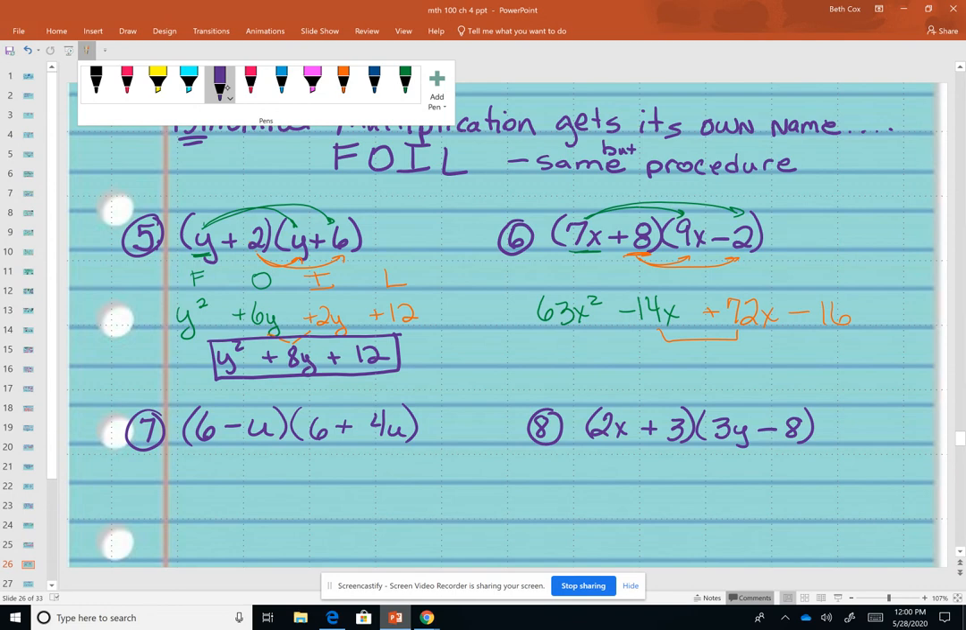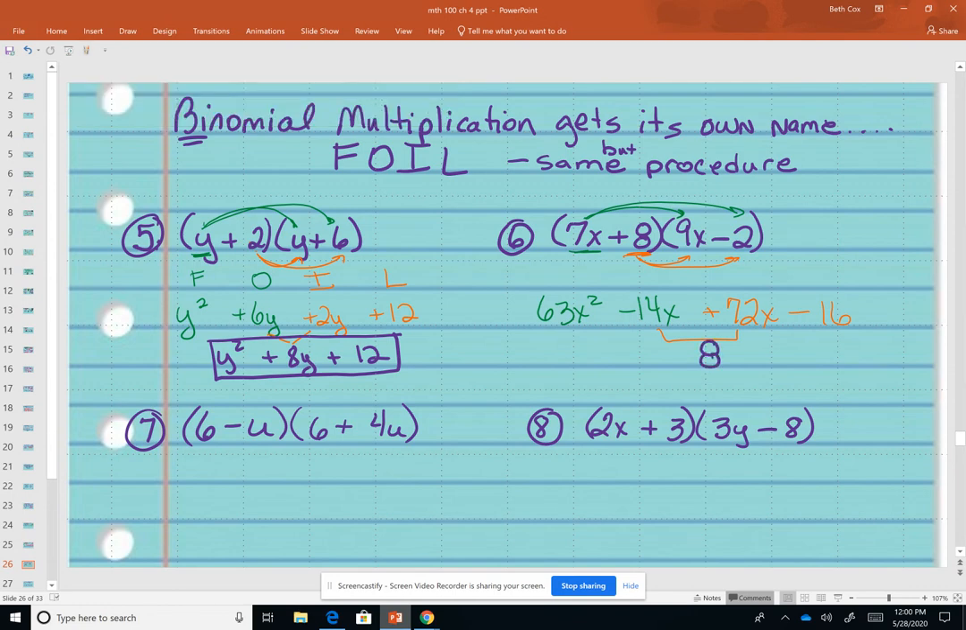Gotta make my brain hurt. 72 and negative 14. I think that's 58x. Please text me and let me know if that's right or wrong. Shouldn't have made one with such big numbers that I can't do it in my head without trusting myself. There it was, plus 58. And so there's my answer to that.